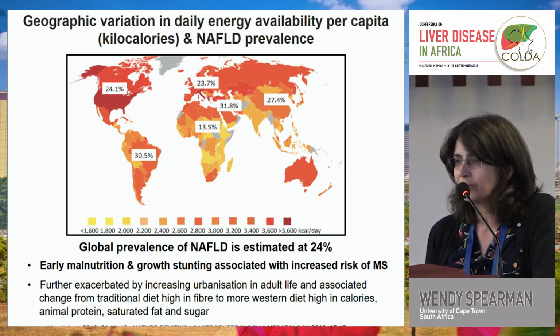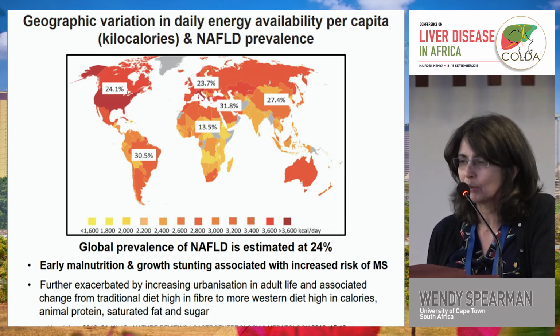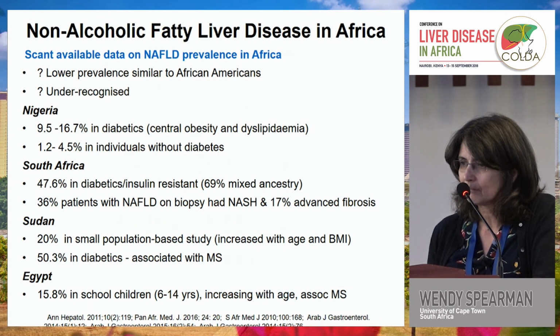And this is then further exacerbated by increasing urbanization in adult life and associated change from a traditional diet high in fiber to a more Western diet high in calories, animal protein, saturated fat and sugar, and thereby we have almost a double hit promoting metabolic syndrome. Data is scant though. Is there really a lower prevalence as is seen in African Americans, or is it under-recognized?